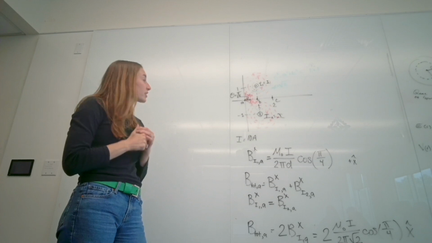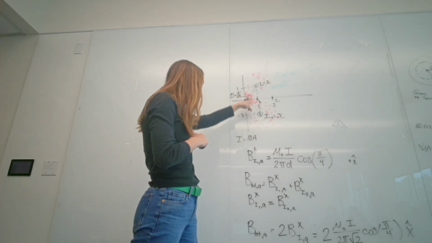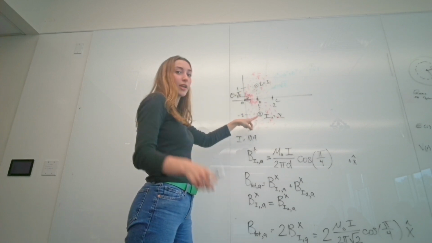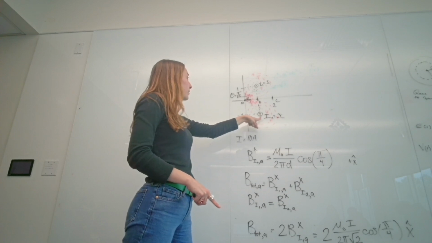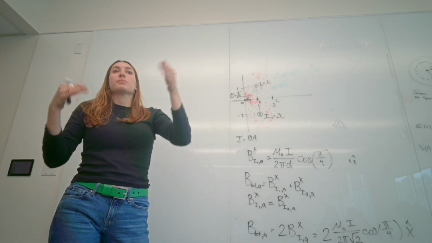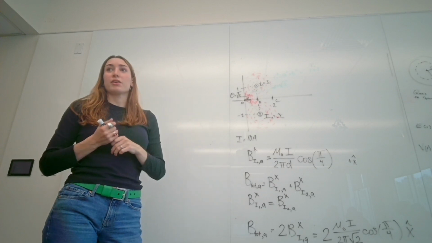You can brute force this and find the y component due to this guy, find the x component due to this guy, which is what they're doing in the answer key, and then do the exact same thing here. But you have to get into the mindset of exploiting symmetries in these problems, because it is going to save you so much time on exams.